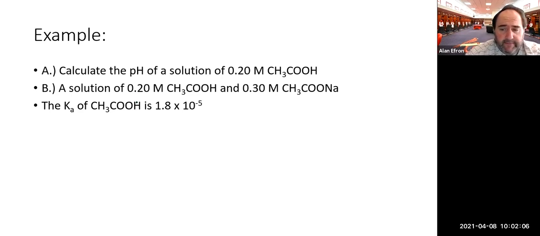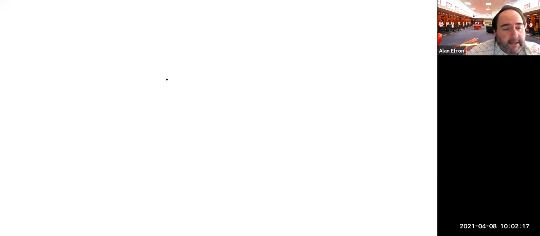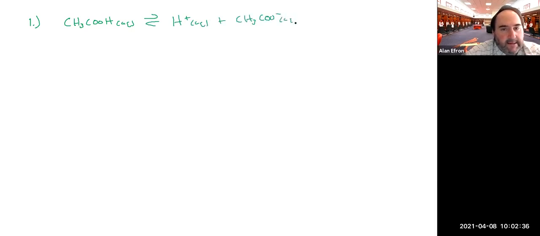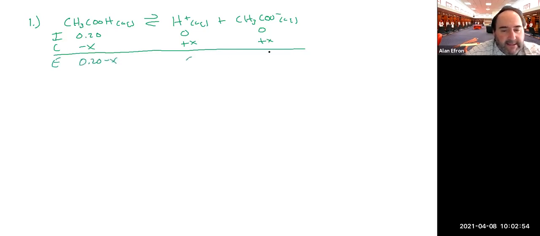Really, this is just like we've done before. This is just a weak acid problem. We have just the acetic acid by itself, so we would do this like a normal Ka type problem. Here we would take our acetic acid and let it dissociate into H plus and acetate. In this case, I believe we are starting with 0.2 molar of that, 0 and 0. Change would be minus X, plus X, and plus X, which means at equilibrium we have 0.2 minus X, X, and X. Any questions on the ice table here?